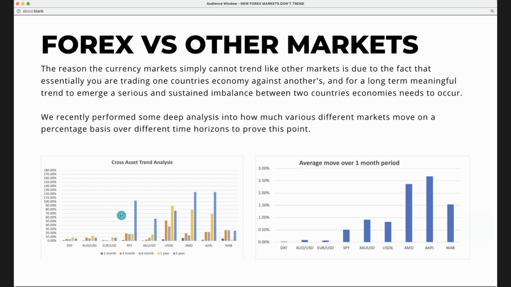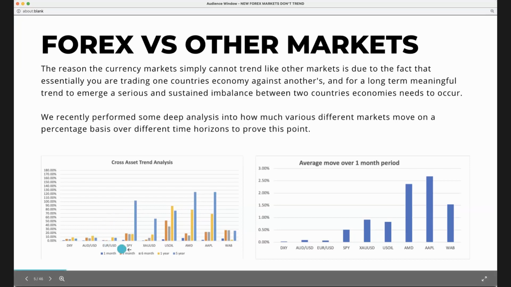Now, the crucial part about the FX markets is look at what happens. Over a 1-year period, you're going to see an appreciation, but over a 5-year period, more often than not, you see the markets retrace.